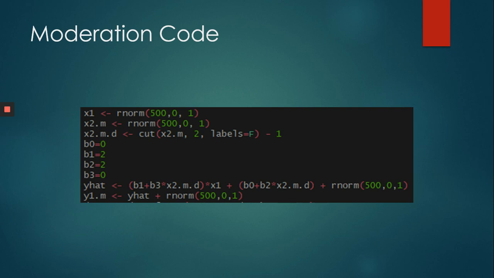After that, I also created 4 Bs, which are our regression weights. I have B0, B1, B2, and B3. B0 and B2 affect the intercept of our models, and B1 and B3 affect the slope of our models. So as you can see, I've inputted an equation for y hat using these regression weights, or B coefficients, and our variables. And then we can see that our y1 is simply our y hat plus some error.